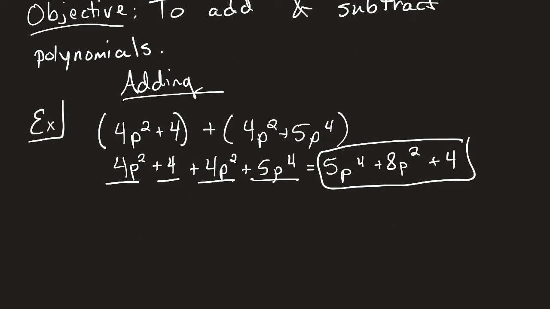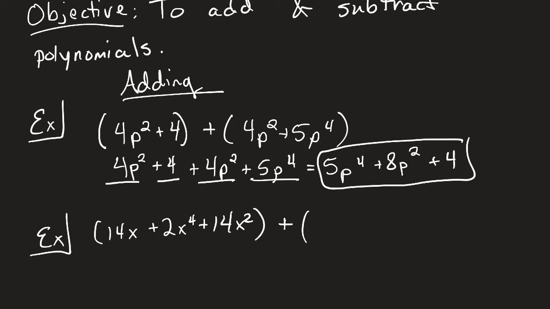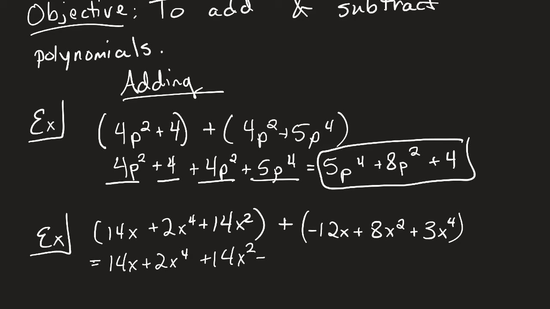Let's do another one. So let's say we have 14x plus 2x to the fourth plus 14x squared plus the polynomial negative 12x plus 8x squared plus 3x to the fourth. Again, this is the same thing as just 14x plus 2x to the fourth plus 14x squared minus 12x plus 8x squared plus 3x to the fourth.